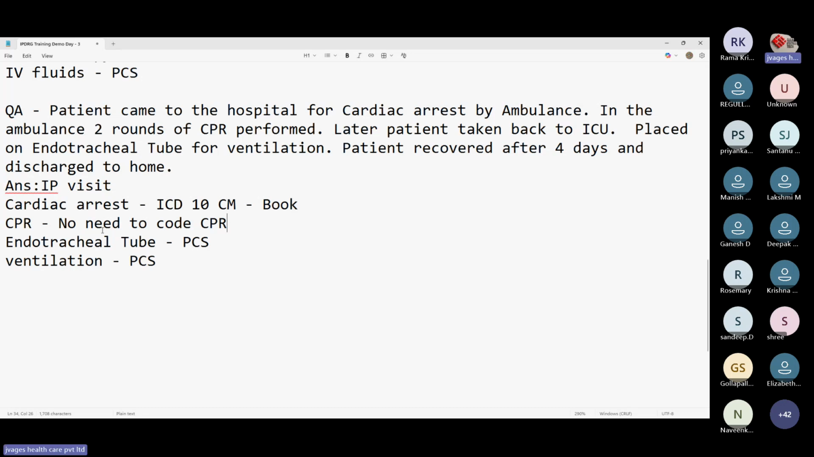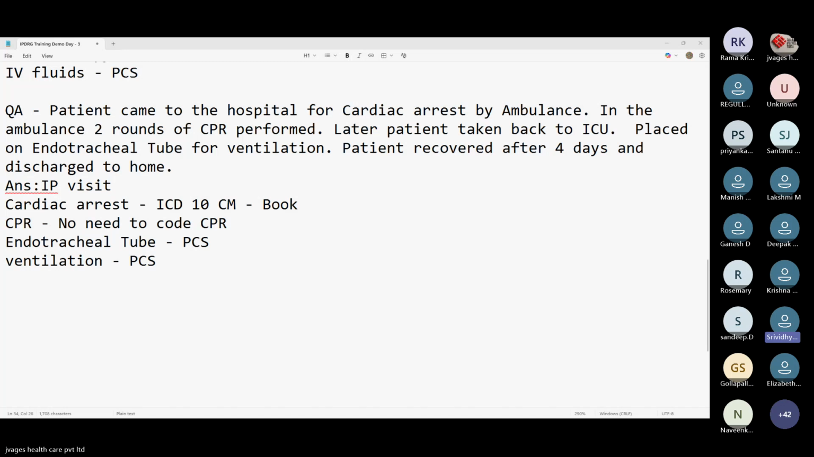No need to code CPR. Why? Because the CPR was performed in the ambulance, not in the hospital. The patient had not yet come to the hospital. Can we code CPR? No, sir.